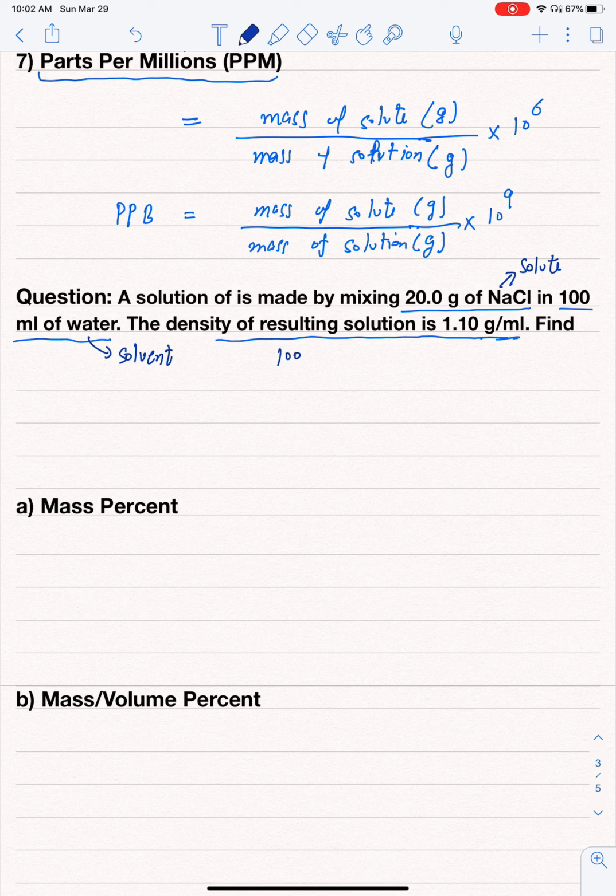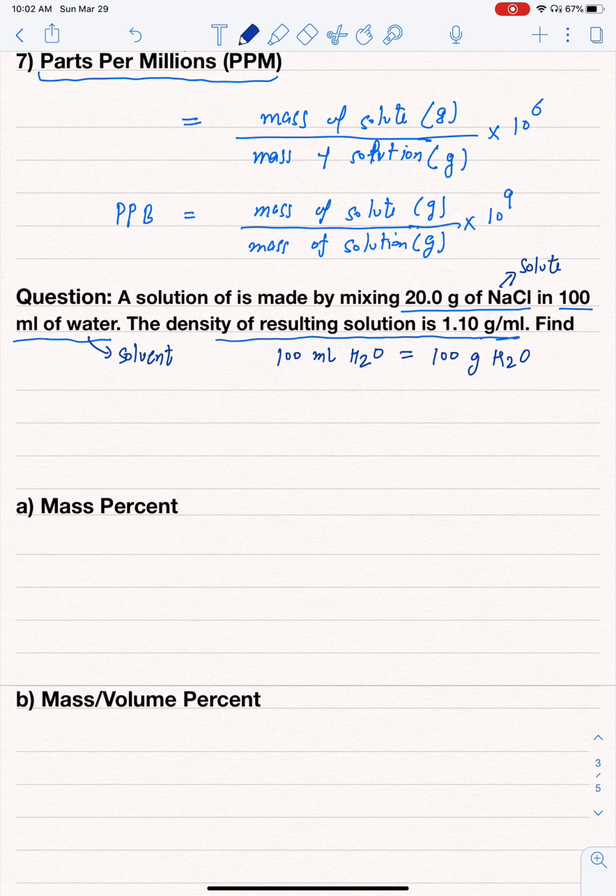If I have 100 milliliters of water, how much is that in grams? Well, that's also going to be 100 grams of water, because remember the density of water is 1 gram per milliliter. This is something you should memorize. You have to memorize a lot of stuff about water, and density is one of them. If you have 100 milliliters of water, that literally means it's 100 grams of water. Now I know my solute, I know my solvent.